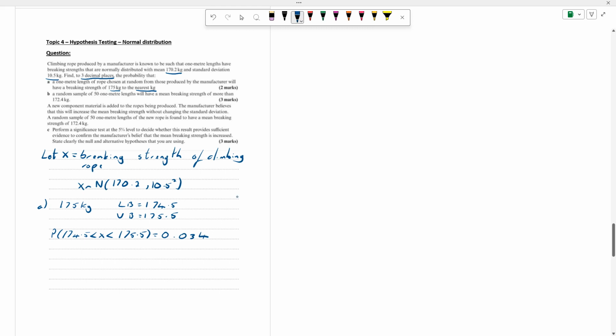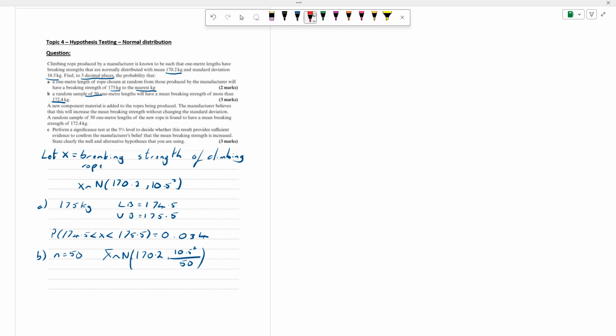Okay, so part B, a random sample of 50. So I've got n is 50. Of 51 meter lengths will have a mean breaking strength of more than 172.4. So I've taken a sample, so I need a new distribution of x bar. I don't want to know how many of those 50. I'm doing the mean of the 50. So I've got 170.2. The mean stays the same. Now what changes is your standard deviation. It becomes what you've currently got all over your n. So in this case, 50.